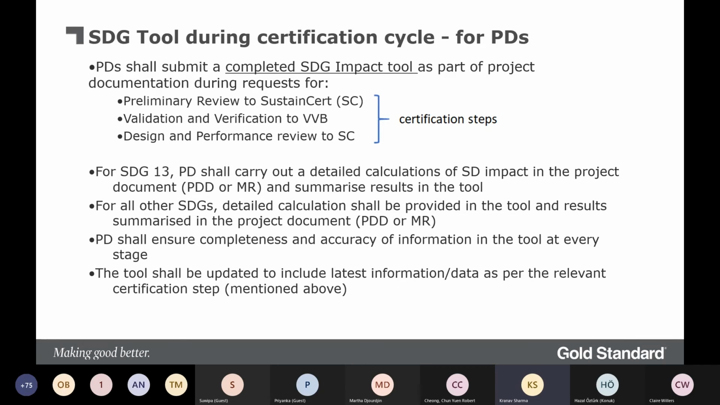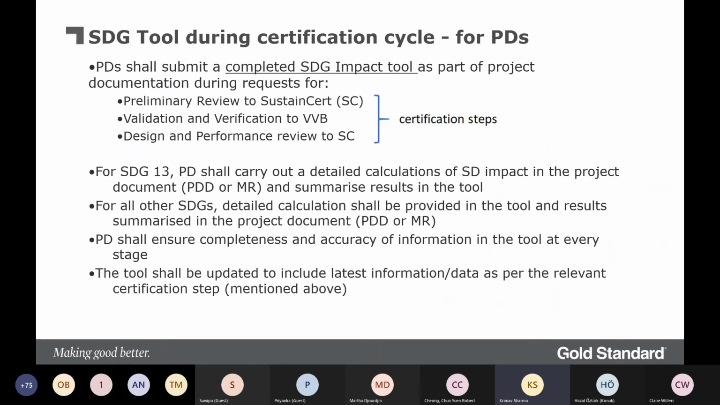So SDG 13 related calculations are not required in a detailed sense in the tool. All the details should be included in the project document. For all other SDGs, detailed calculations should be provided in the tool, and results should be summarized in the project document. So you can essentially pick out a summarized version of the tool for all other SDGs and copy paste that into the project documents, whether it's PDD or MR.